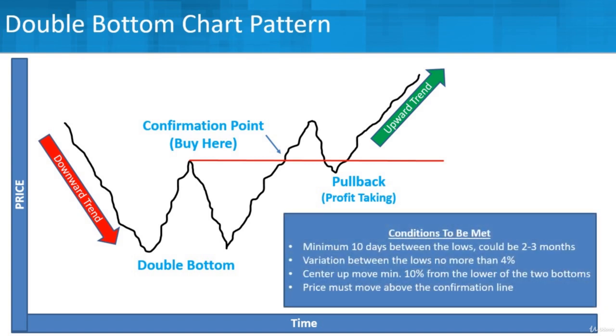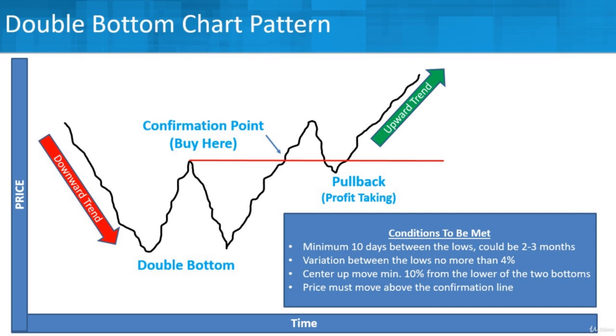For a double bottom, there are some generally accepted conditions to be met. Typically you're looking for a minimum of 10 days between the lows. It could be months, so this is a longer type of chart pattern. I suppose you could trade it over shorter periods, but traditionally you're looking at days, a minimum of 10 days between the lows, so between those two bottoms. And it could be months if you're looking at longer patterns.